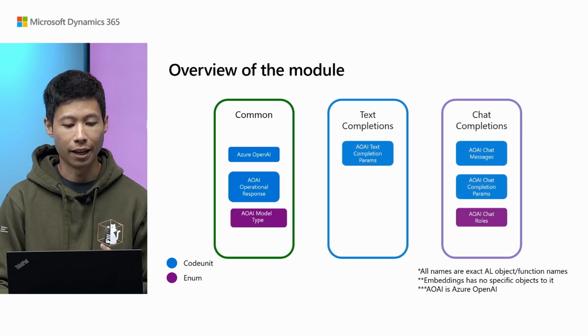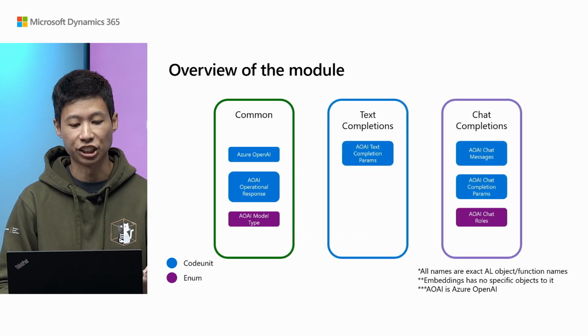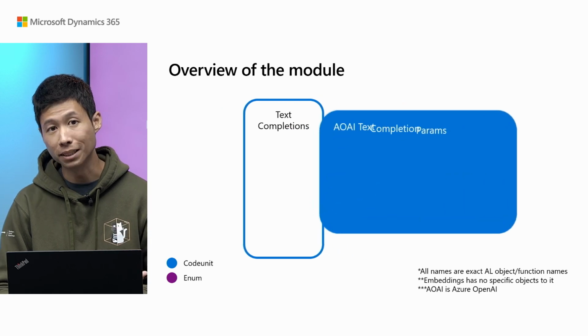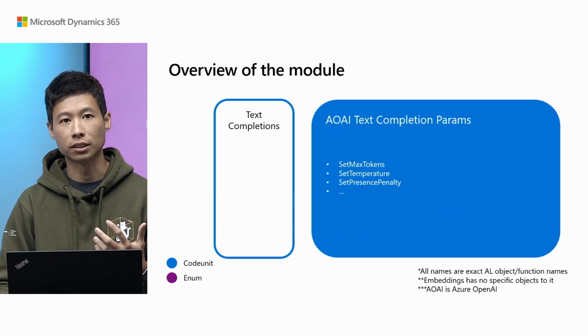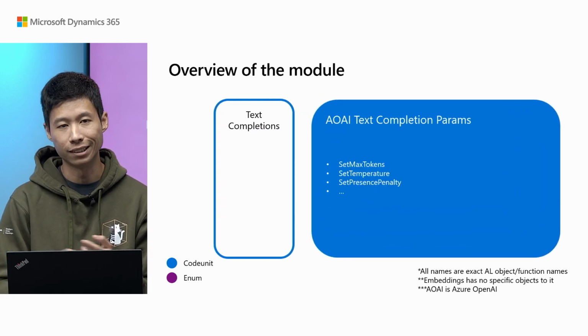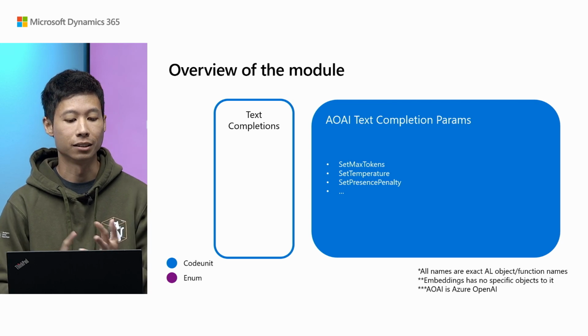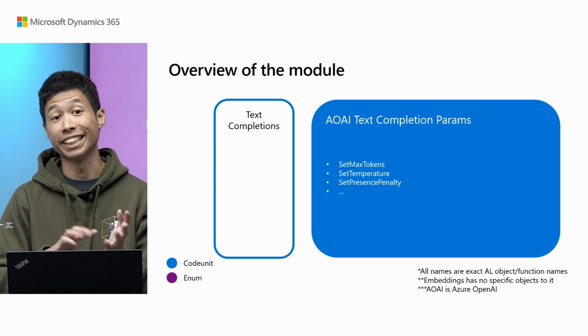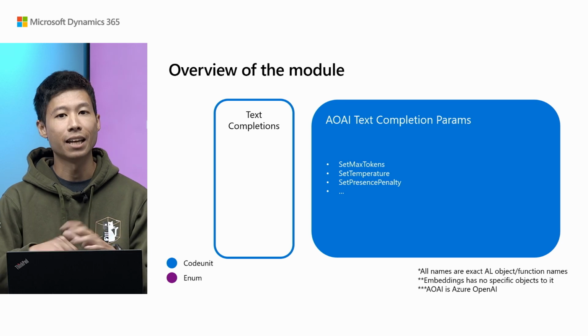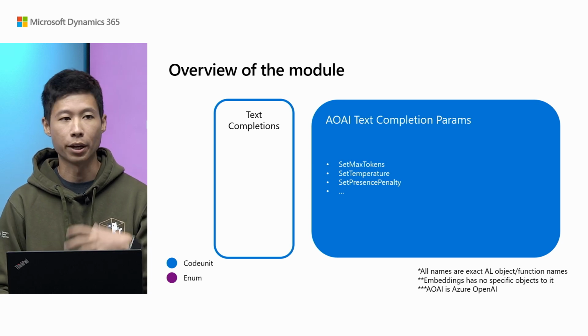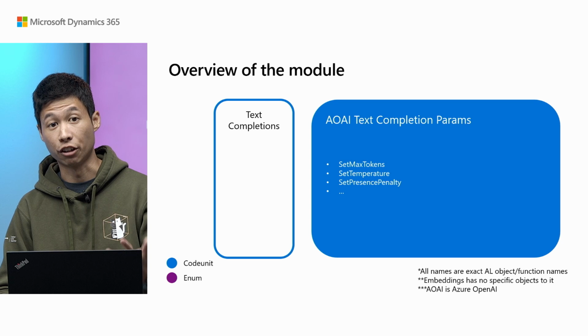If we now look at the text completion parameters, this supports, for example, set max tokens, set temperature, and set presence penalty. There are also getters for these methods, and there are many more that you can modify for your generation.